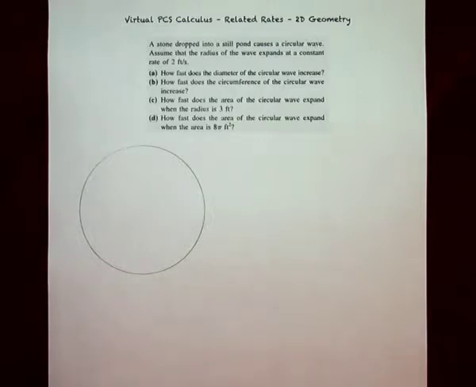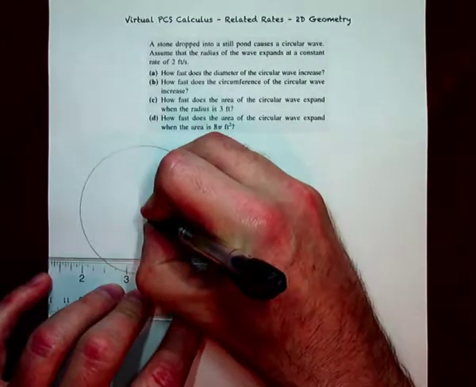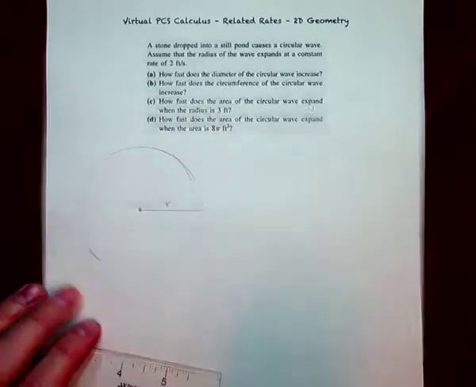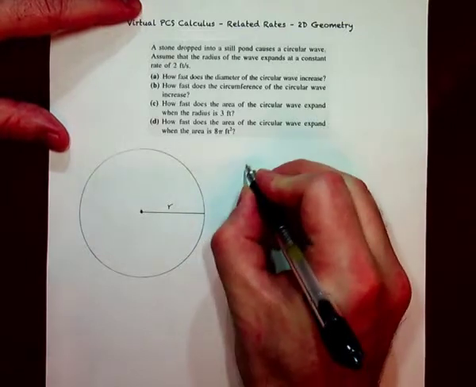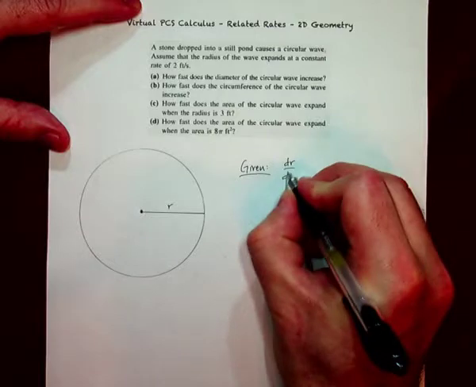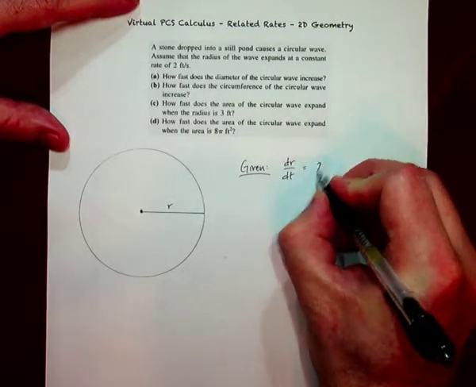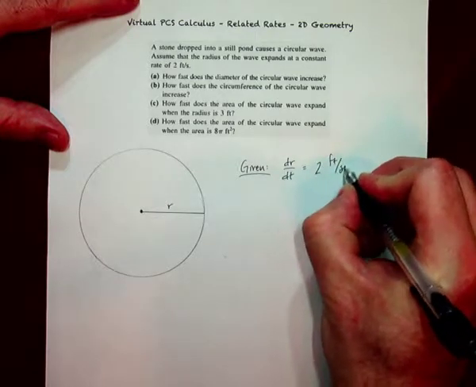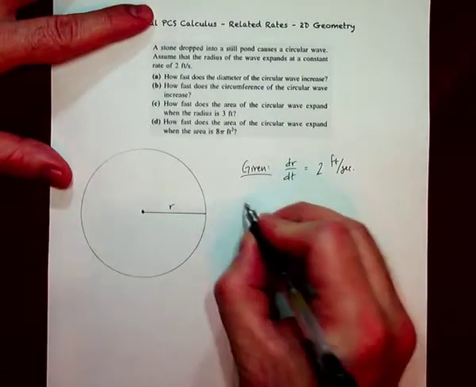A stone dropped into a still pond causes a circular wave. Let's go ahead and draw the radius, and so we have r. Assume that the radius of the wave expands at a constant rate, so my given here is dr/dt, the rate at which the radius changes with respect to time. It increases at a rate of 2 feet per second. Now, this asks us 4 questions, so let's go down the questions one by one.